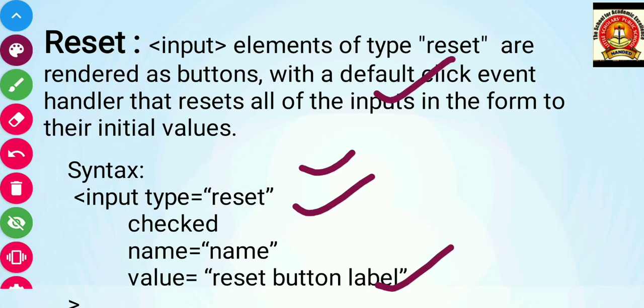Friends, next is the reset button. As the name says, reset will set all the values which the user has filled back to zero, that is, to the default. Suppose I have filled in the exam form but found some wrong details in it, so there is a button called the reset button. If you click the reset button, all the details will be erased. Reset buttons have a default click event handler which cancels all the inputs and sets them to the initial values.